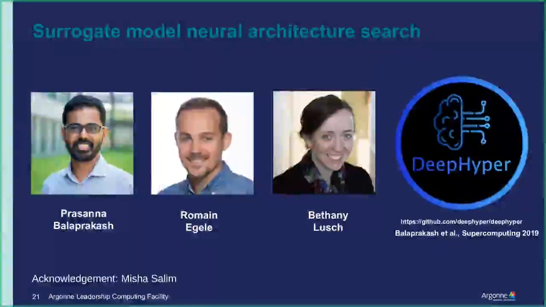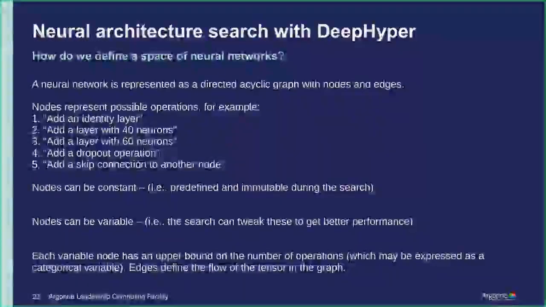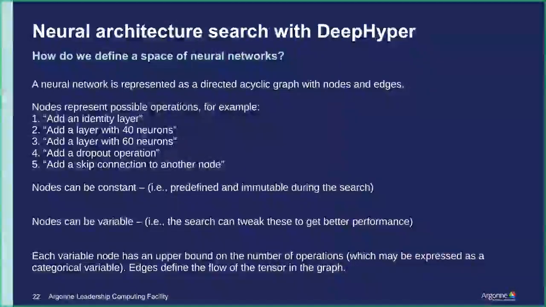DeepHyper is a framework that's available on Theta and Cooley, if not other systems as well. It helps you do hyperparameter optimization for neural networks or for actually any black box type functions. It also helps you do neural architecture search, and that's what this part of the talk will be about. The neural architecture search will be for finding neural networks that are better surrogates, essentially. Okay. So just a very brief introduction into how DeepHyper works in terms of searching for neural networks.